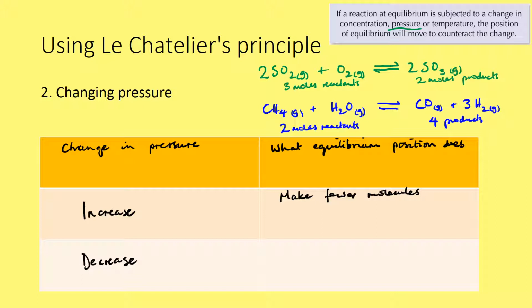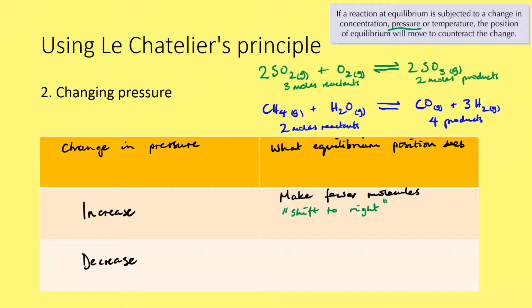Well, in order to make fewer molecules, you've got to move to the side of the equilibrium which has the fewest moles. So we're going to shift to the right for the sulfur dioxide reaction, because there are fewer moles on the right hand side and we want to make fewer molecules, so the equilibrium position is going to make more sulfur trioxide at the expense of the sulfur dioxide and the oxygen.